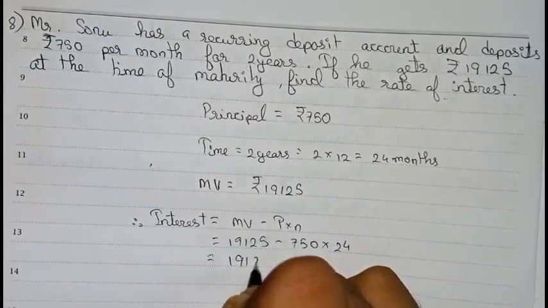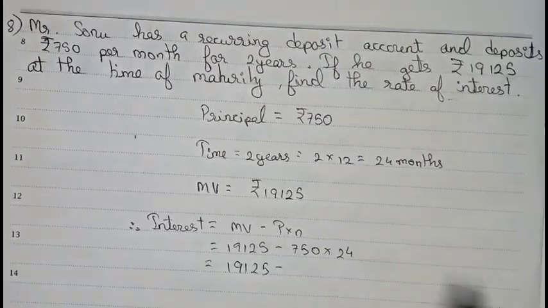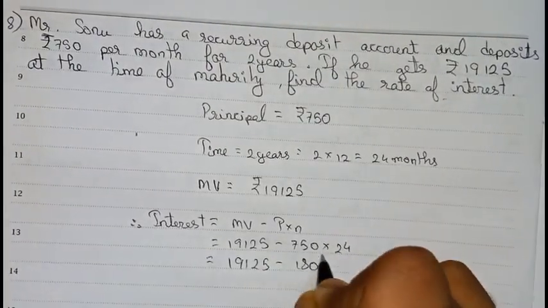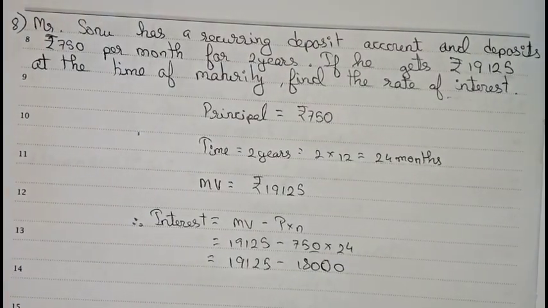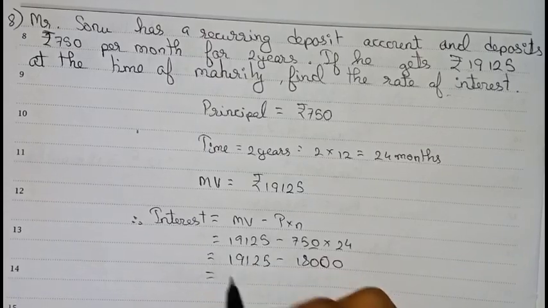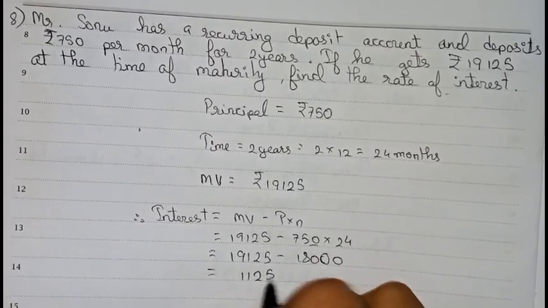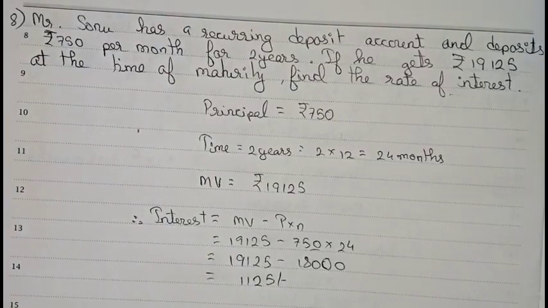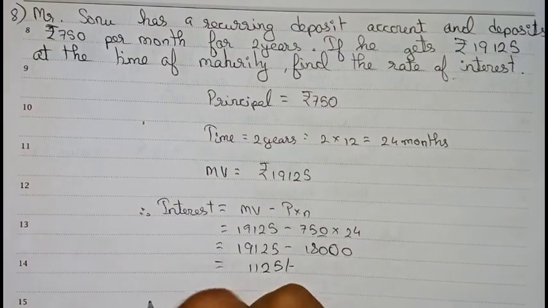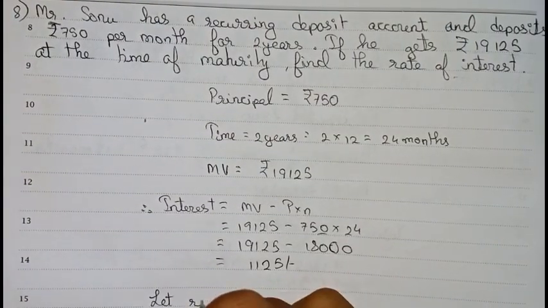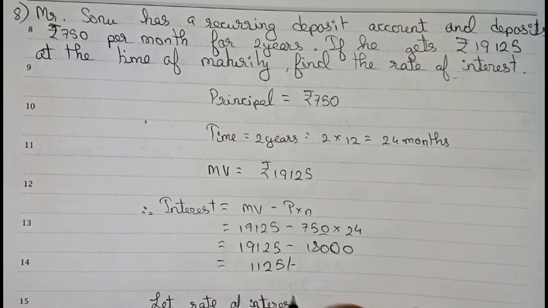So 19,125 minus 75 into 24. So 1800, and this is also a 0. So 18,000. So 750 into 24 becomes 18,000. So 19,125 minus 18,000 will become 1125 rupees. So we got the interest. So with this we will find the rate of interest. So let the rate of interest be R.